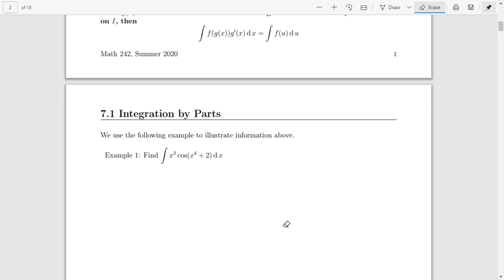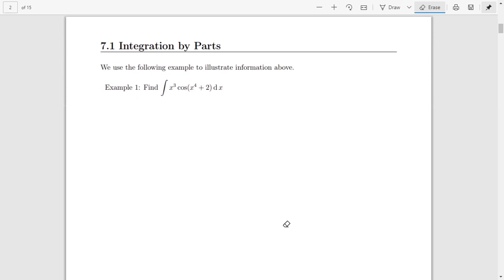Now let's look at some examples on how this could be used. If you look here, we are asked to find the integral of x cubed cosine of x to the power of 4 plus 2 dx. Now if we differentiate this function x to the power of 4 plus 2, we get 4x cubed. That tells me that the derivative of this actually occurs partially outside. The constant doesn't really matter.